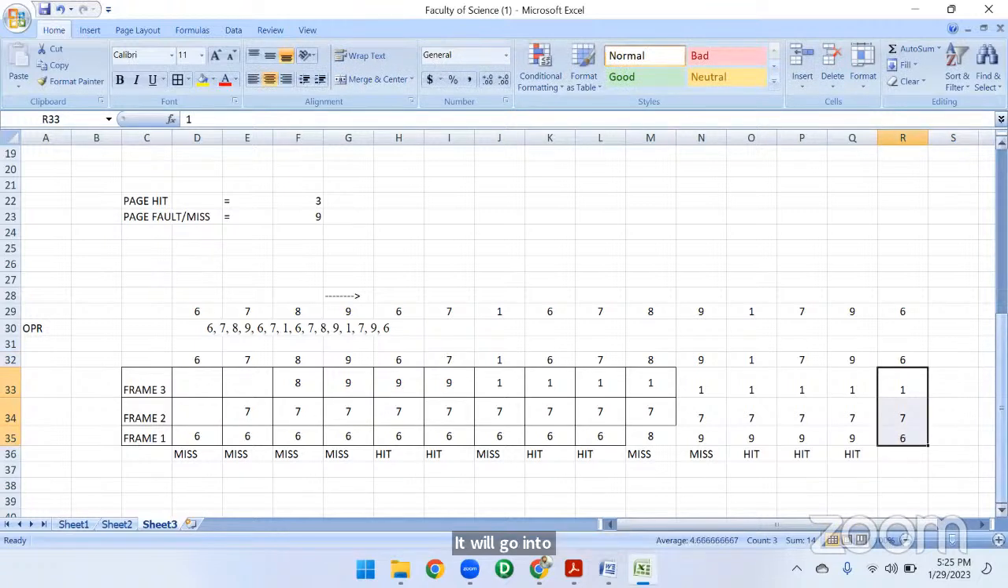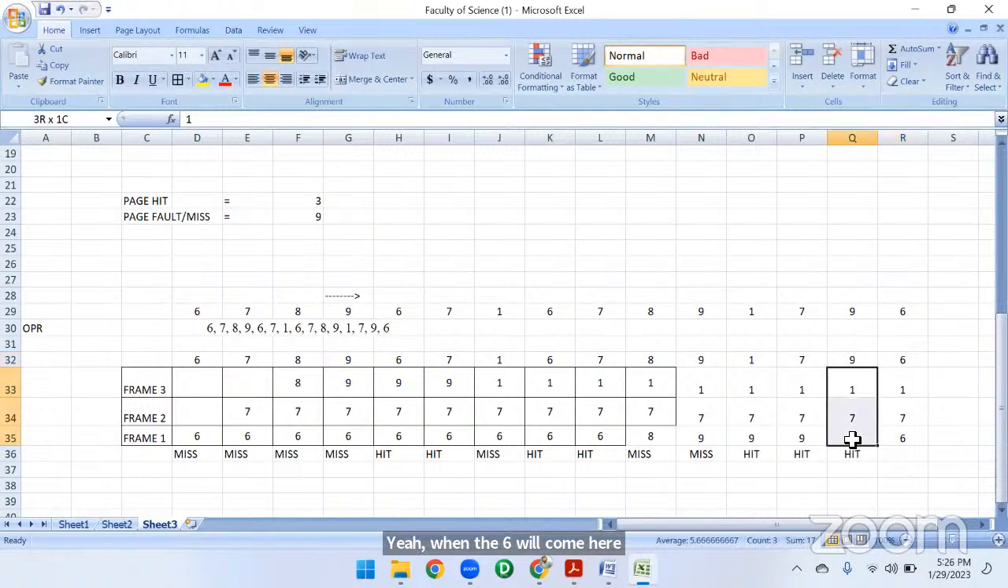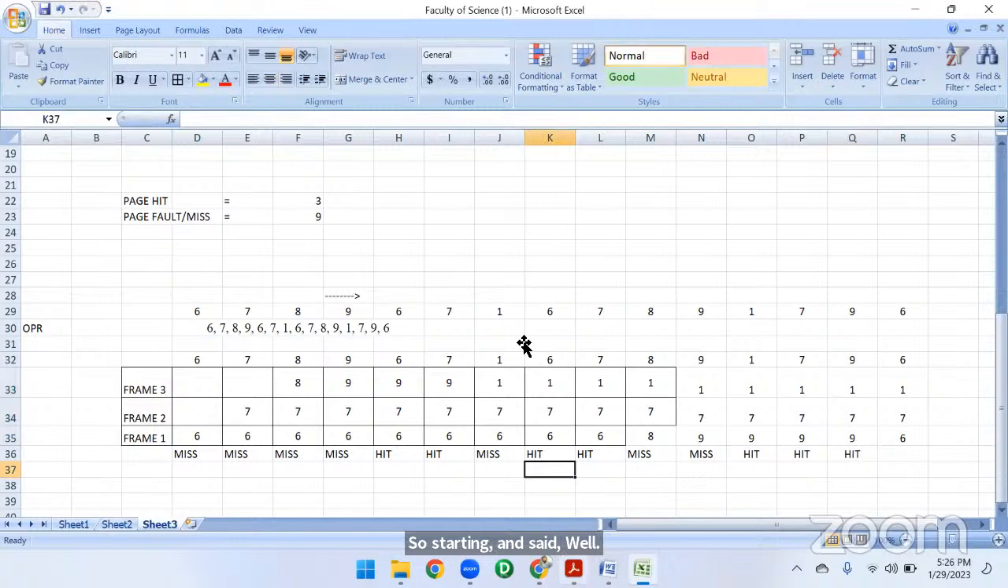సార్ మళ్ళీ ఒకసారి చెప్తారా సార్? Yeah, when the 6 will come here, ఎప్పుడైతే మన 6 అనేది ఎంటర్ అవుతుందో మెమరీలోకి, స్టార్టింగ్ నుంచి సరిగా. Yeah, okay, 1 second, I will see this one. I will go the same thing, right? Yeah.